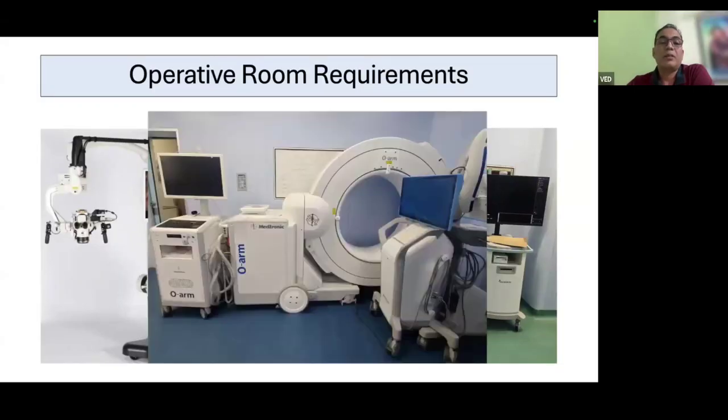And if resources permit, we should operate under O-arm or any type of navigation. O-arm provides real-time imaging as well as navigation. So it increases the safety as well as the accuracy of screw insertion. SGPGI is fortunate to have this gadget recently in the armamentarium.